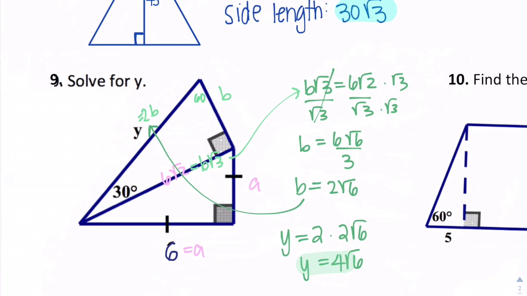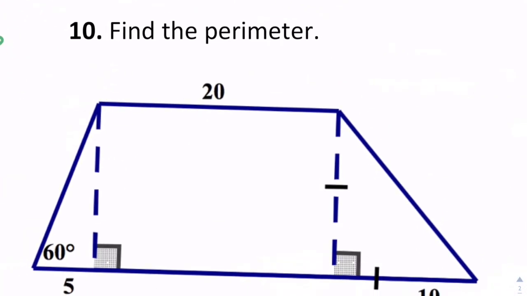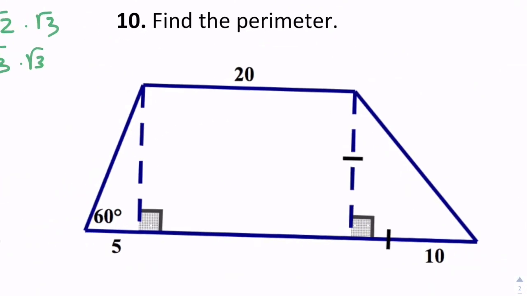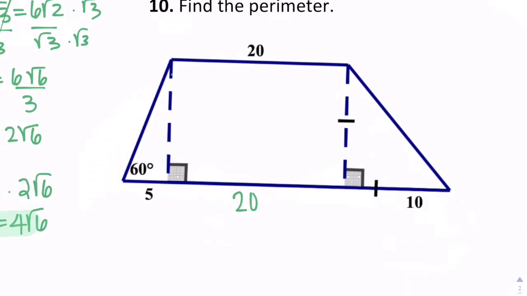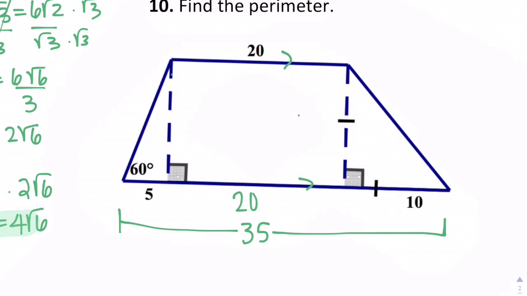All right, and number 10. So if these are, this is some kind of trapezoid, so this right here is also 20. So we have that this whole side length is 35. All right. Oh, you know what? You needed this information, that those are parallel, to make that assumption, but go ahead.